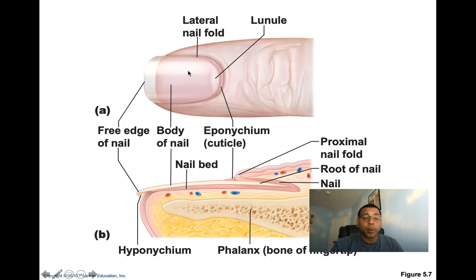Then we have the root. The root we have down here is found under the nail fold. Then we have the nail matrix. The nail matrix is responsible for growth. And here you have the cuticle, the eponychium. It's part of the proximal nail fold that projects onto the nail body.